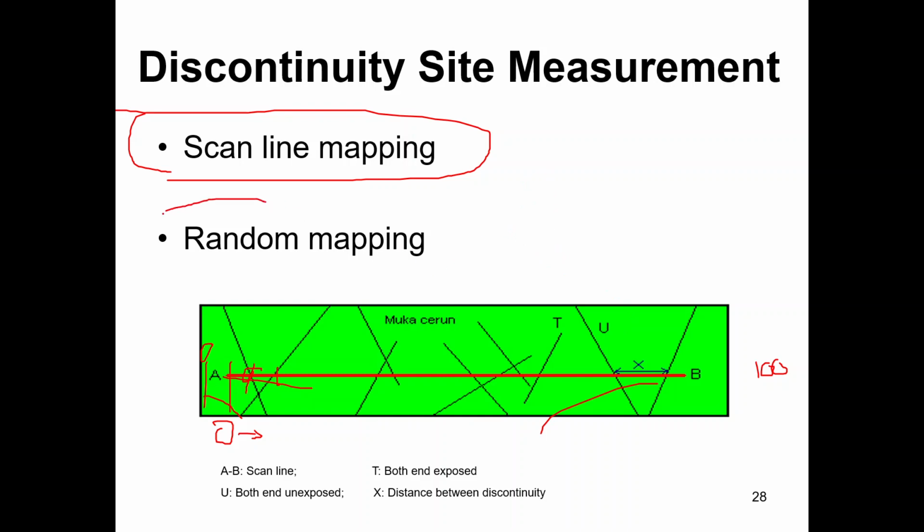But we have another method, we call it random mapping, which is this. If we have the slope face, we just map the critical discontinuity. Meaning that the person doing this mapping should have experience. Once they are on site, they understand and know which discontinuity is critical and needs to be mapped.